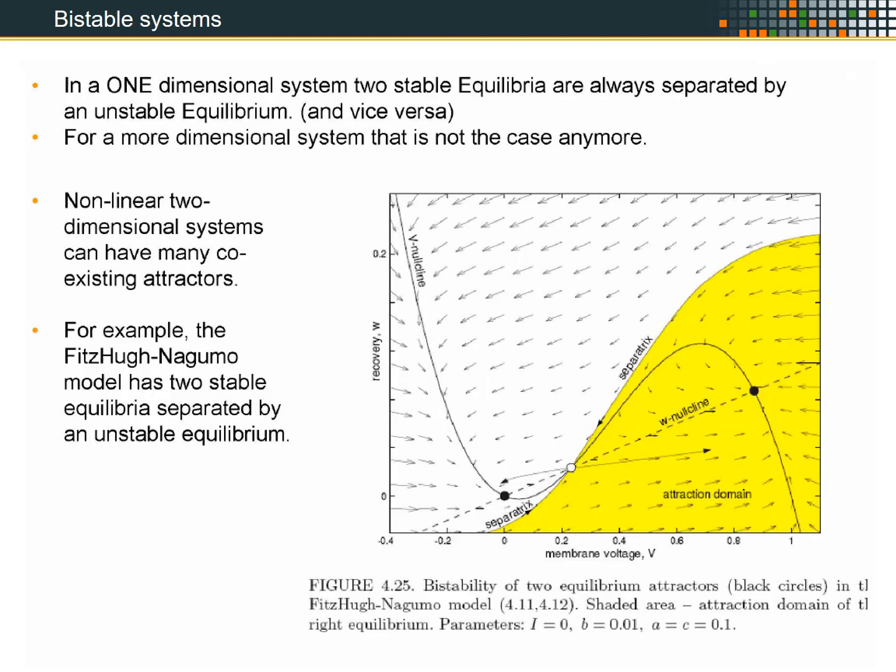Okay. The next thing we will do is we will talk about bistable systems and apply the knowledge that we learned so far. Before we come to that, I would like to rehearse quickly what actually is going to happen in a one-dimensional system. In a one-dimensional system, two stable equilibria are always separated by an unstable equilibrium and vice versa. This was just the case because if we have f of v, which is the change of the differential equation, as you remember, and we are looking for fixed points, f of v, the change, has to be 0 at the fixed point.